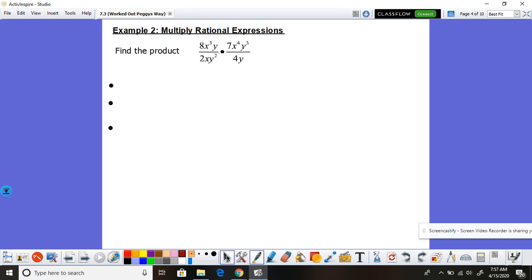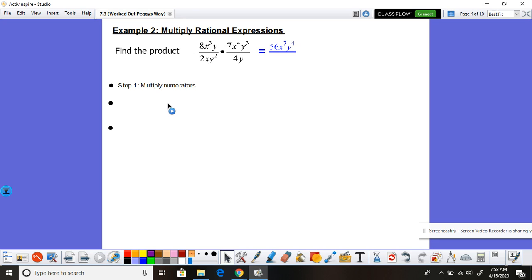All right, so the first thing we want to do is multiply straight across. We want to multiply the numerators. Okay, so 8 times 7 is 56. Remember, x cubed times x to the fourth. When we're multiplying, we add the exponents. And think of this as x to the first times x to the third. So we would just get 56x to the seventh, y to the fourth.